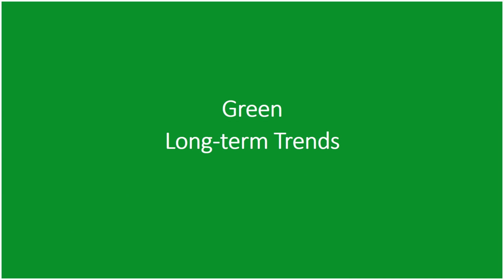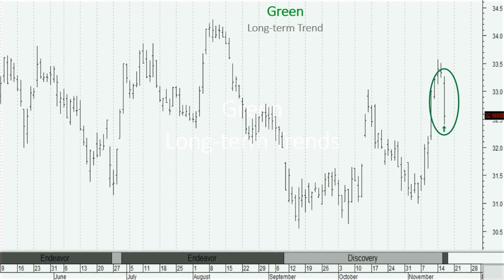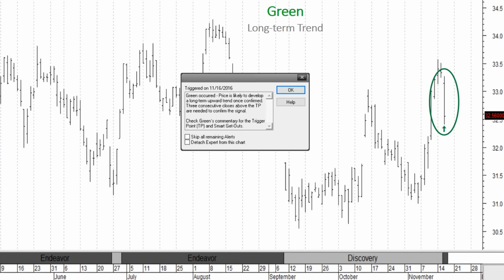We'll start with green. For those of you interested in taking advantage of long-term trends, identifying them has never been simpler. A green signal will appear on your chart, along with an alert box that quickly defines the signal and reminds you to check the commentary for the trigger point. So we'll bring up our commentary.